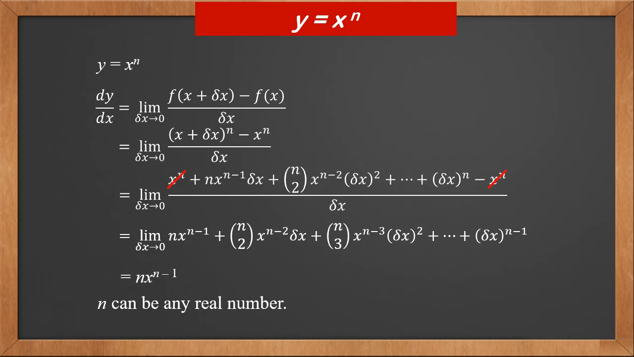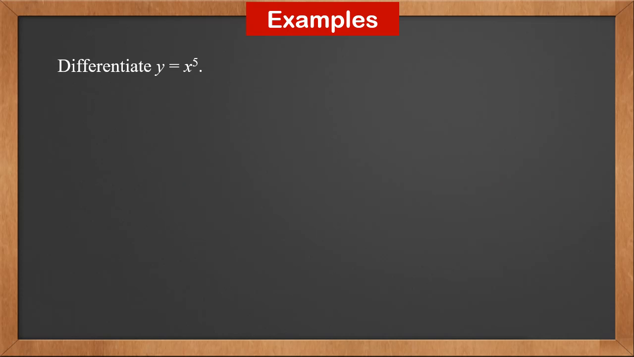When we use the binomial theorem, the power n can only be an integer. But this result applies to all real number n. We'll look at some examples next. Differentiate y equals x to 5. We can write either y dash or dy over dx equals. Using the formula, we bring down the power 5, and multiply it with x to 5 minus 1. This is 5x to 4.